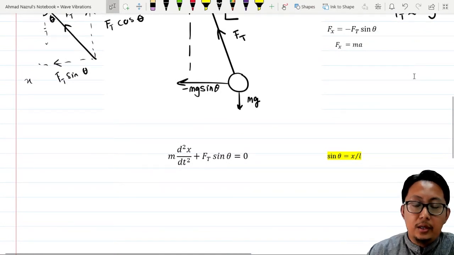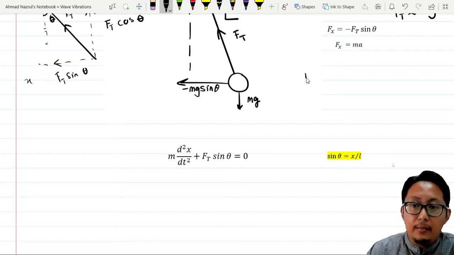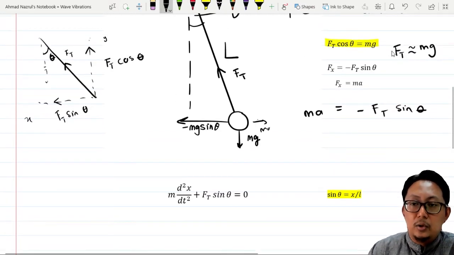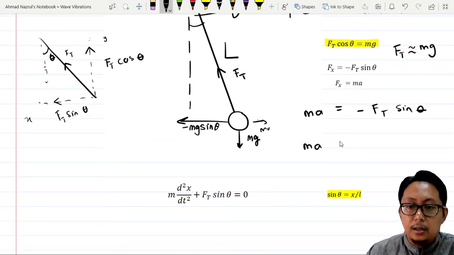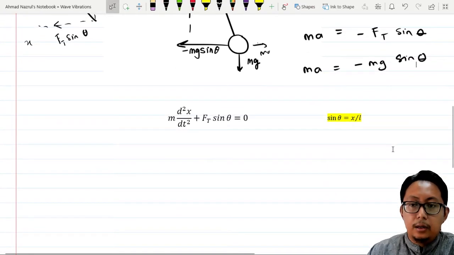So when we arrange, because for the y-axis we have ma, the motion, equal to minus Ft sine theta. Since we have ma here, and we know from the x-axis that Ft is very near to mg, so we have ma equal to minus mg sine theta. And we can rearrange here.